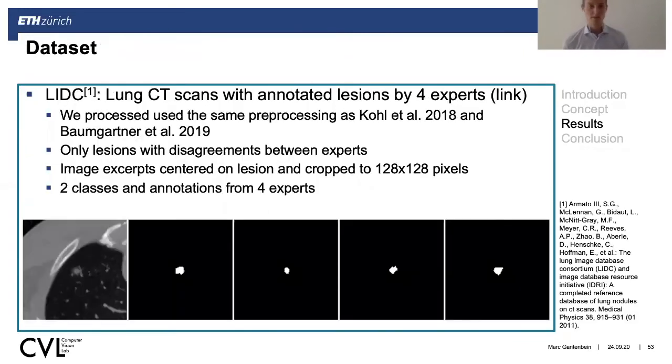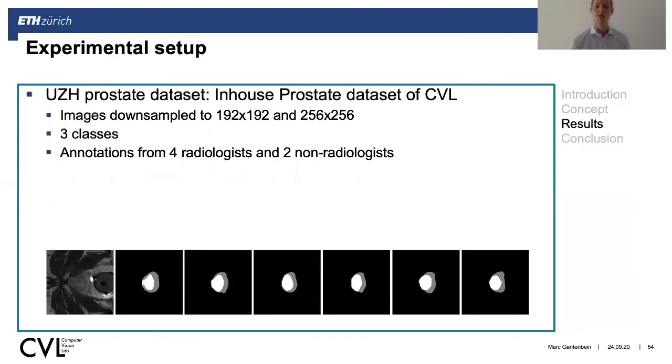So the datasets: the LIDC, the Lung Image Database Consortium, introduced by Armato. It consists of lung CT scans with 4 annotations, and there are 2 classes. The UCH dataset is an in-house dataset. It's downsampled to 512 by 512 pixels, and there are 3 classes with 6 annotations.